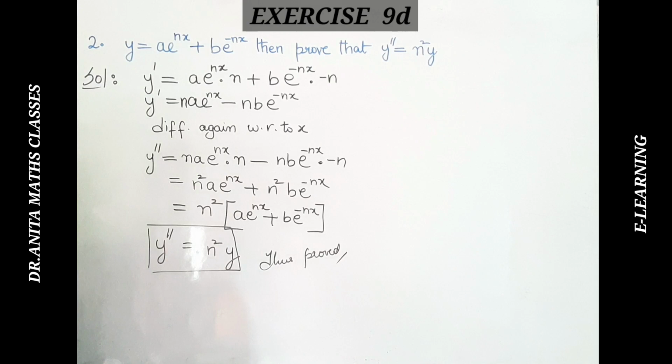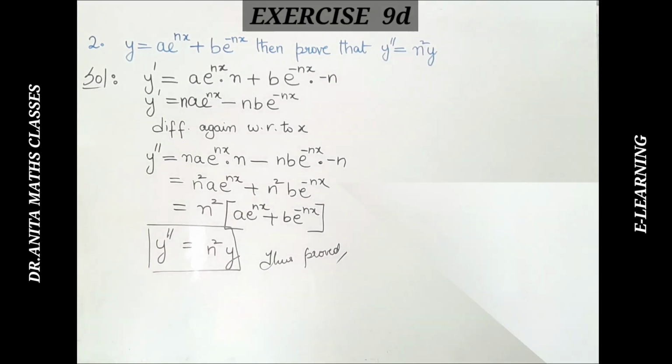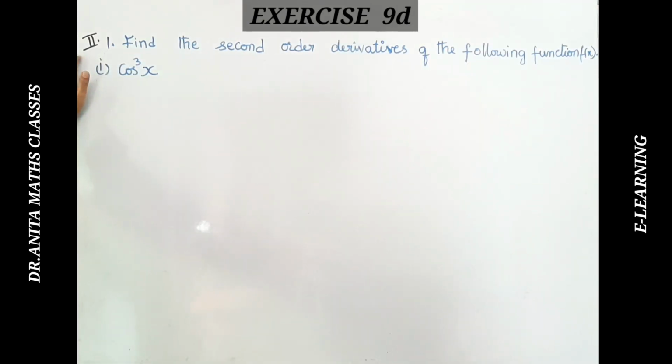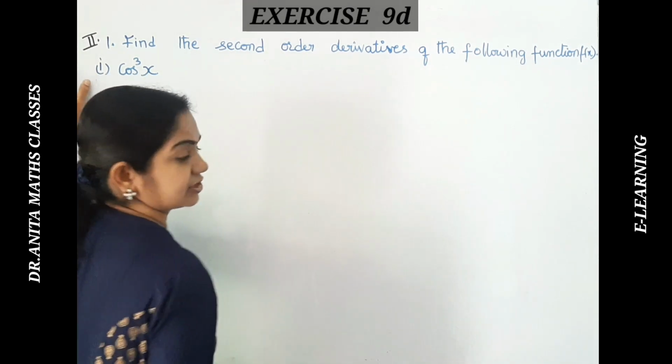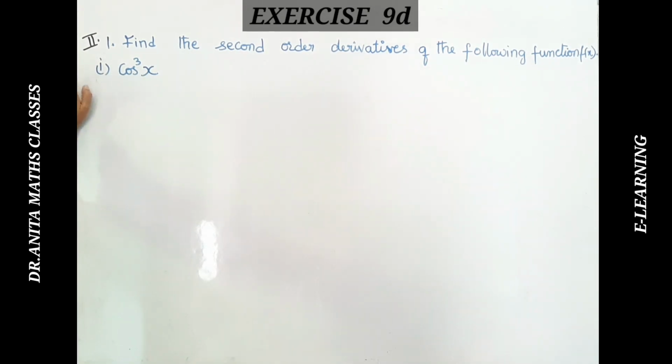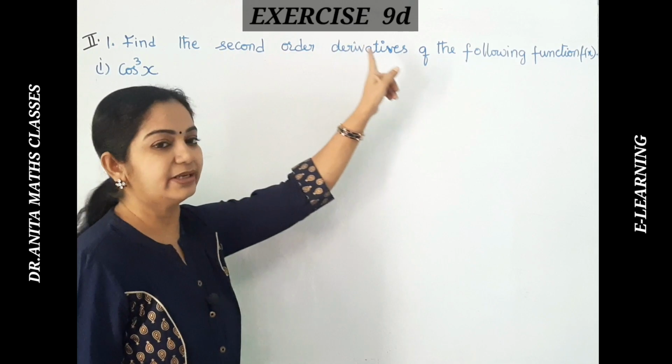Okay, so note it down. Here, the second section: find the second order derivatives of the following functions. In that, the first bit, cos cube of x. This is the function f of x. So we have to find the second order derivative.